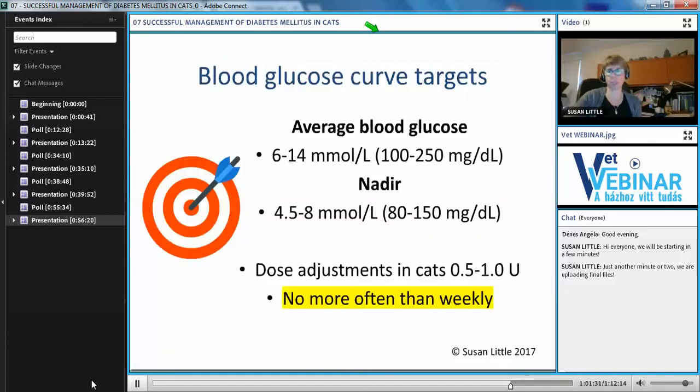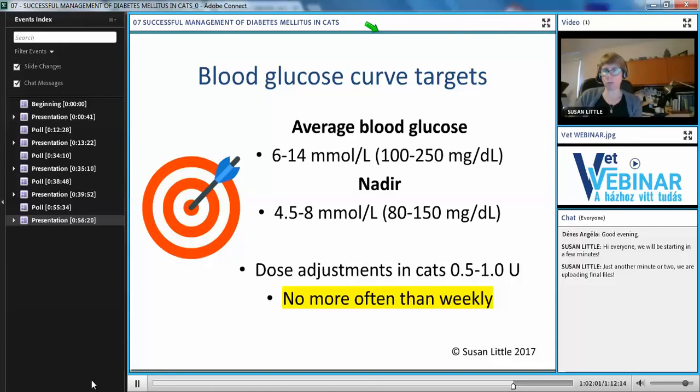And with some targets in mind, so I like the average blood glucose readings throughout the day for a well-controlled patient to be between 6 and 14 millimoles per liter. And I like that nadir to be somewhere between about 4.5 and 8. So no higher than 8, no lower than about 4.5. If we do want to make a dose adjustment, we're going to adjust it only by about half a unit to maybe as much as 1 unit, and no more often than once a week.